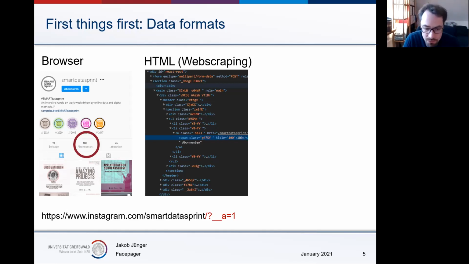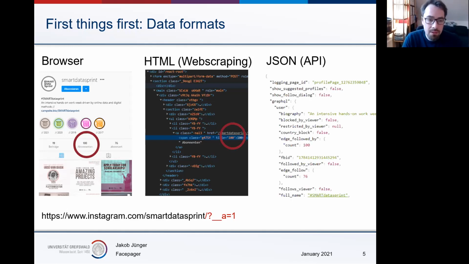Facepager comes from another domain of automated data collection. In the beginning, we only dealt with APIs, and APIs usually deliver JSON or XML, but nowadays it's JSON most of the time. The JSON format is much more structured. We have the follower count as well here, and this is much easier to process. But for now, we go for web scraping, for the complex part, for the black box in the middle.